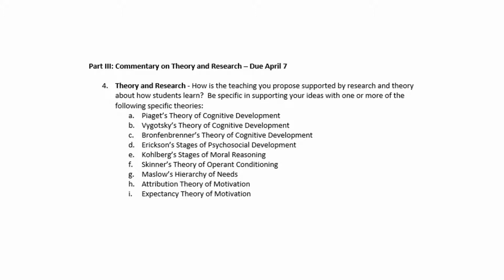It says, theory and research. How is the teaching you propose supported by research and theory about how students learn? Be specific in supporting your ideas with one or more of the following specific theories. So the theories are listed here. We haven't gotten to all of them yet. I think we've gotten down through Skinner. Maslow and attribution and expectancy are coming up, but if you want to, you can look those up in the textbook and use those as well.